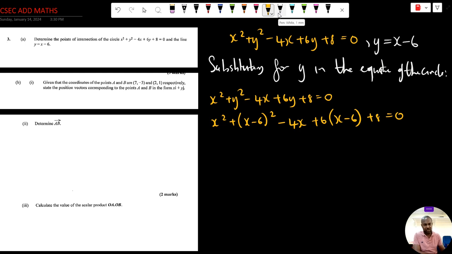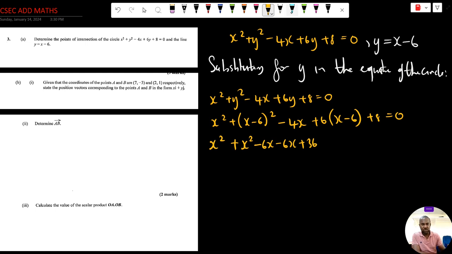Having made that substitution, our equation is now reduced to a single variable x, and we can expand our brackets, simplify, and then solve for x. So let's proceed. Here we have x squared. Now we are going to have plus x minus 6 all squared. This is a binomial, and to square it we have x squared, then minus 6 times x, so minus 6x, then minus 6 times x again, so minus 6x, and lastly minus 6 squared, which gives us plus 36.